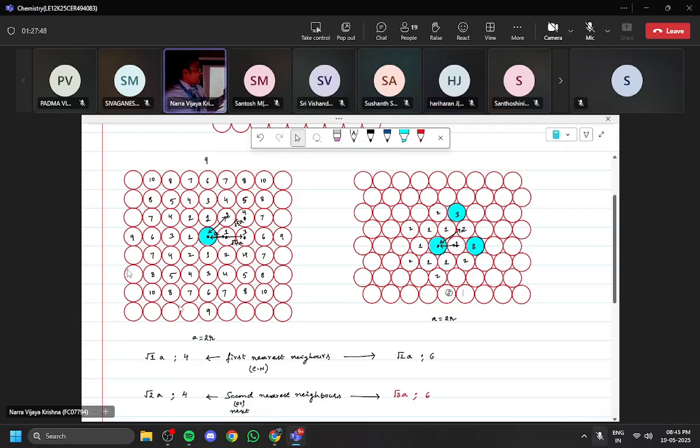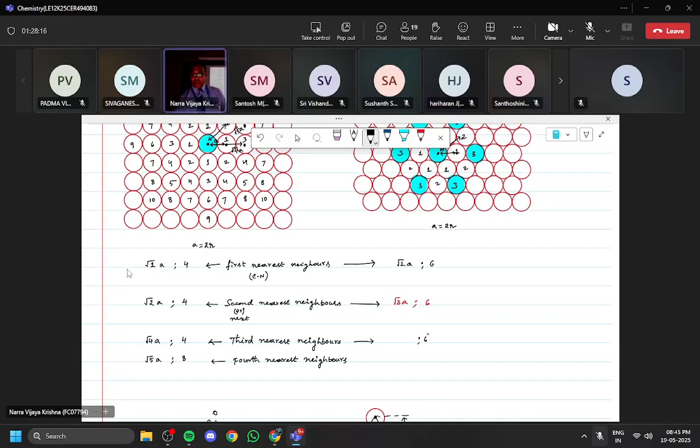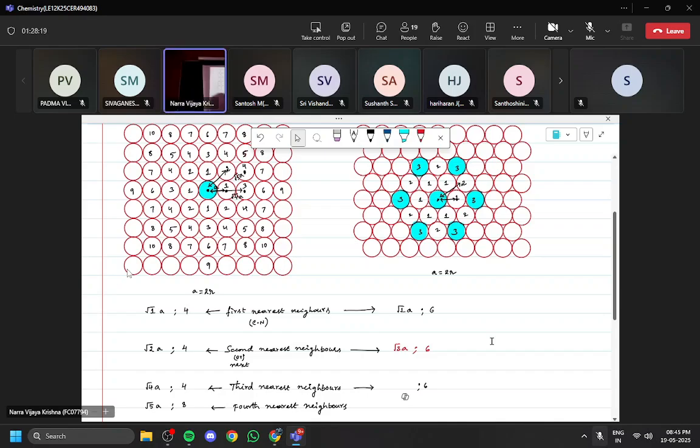Now, third nearest neighbor. Which is the third nearest neighbor? Whether it is this or this, both are same. So 3. Now what about here? This is also 3. This is also 3. How many? 6. At what distance? 2r, okay, root 4r. So root 4a. Now tell me the fourth nearest neighbors, then I will end the lecture.